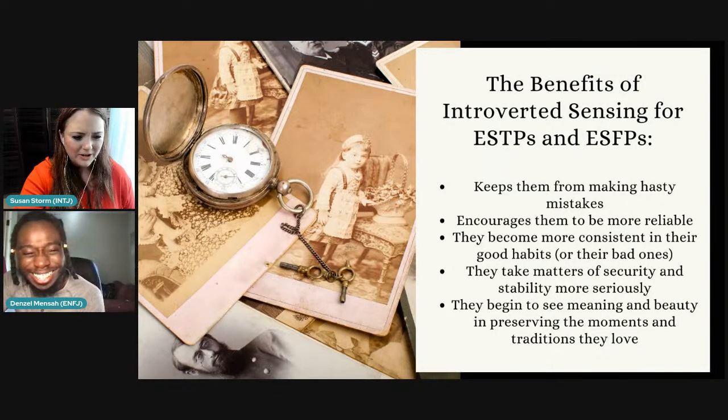Anal. Why are you being critical introverted thinking with me, Denzel? I'm so mad at you now.